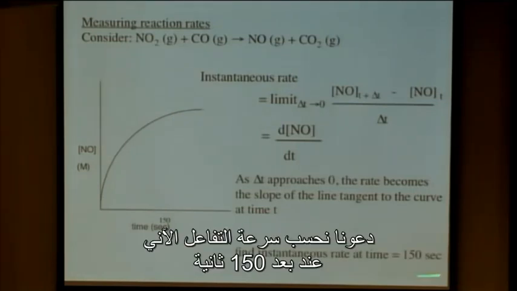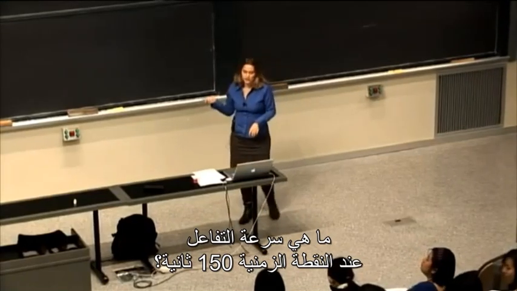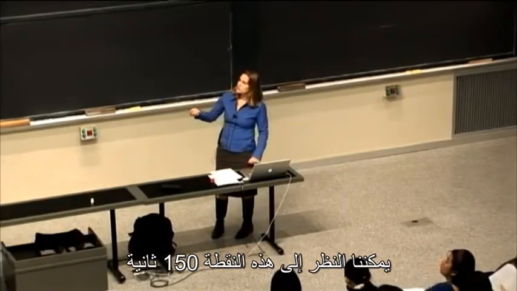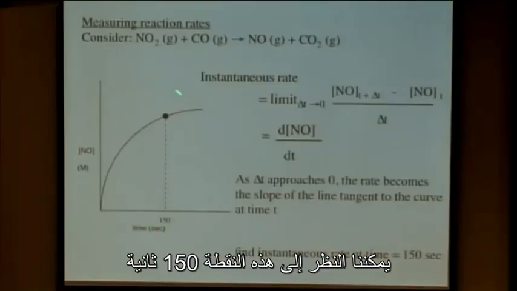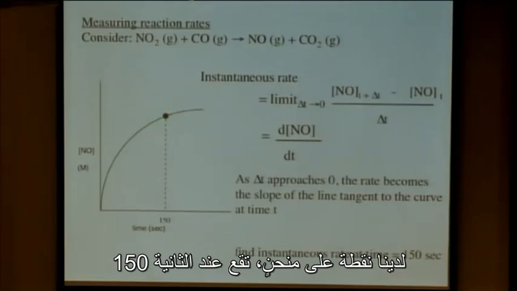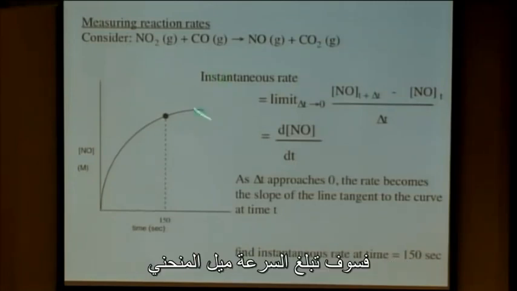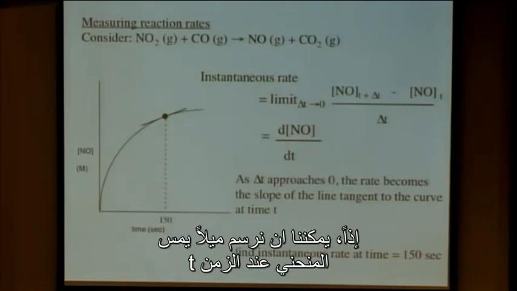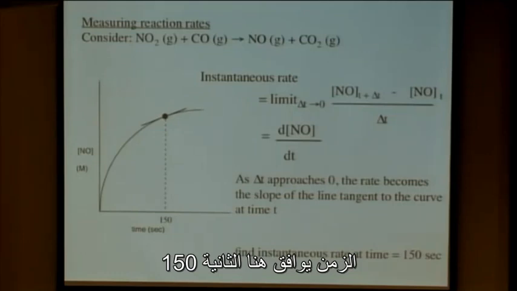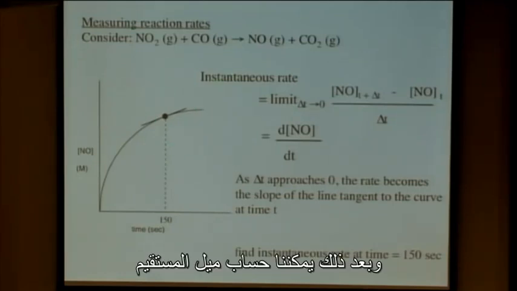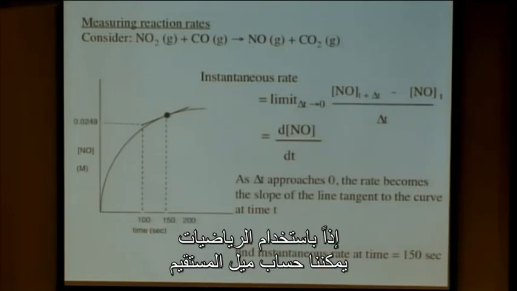So let's find an instantaneous rate at 150 seconds. What is the rate of this reaction at 150 seconds? So we can look for 150 seconds. We can have a point on that curve at 150 seconds. And so as our time interval approaches 0, the rate will approach the slope of this line. So we can draw a slope that's tangent to the curve at time 150 seconds, and then we can calculate the slope of that line.